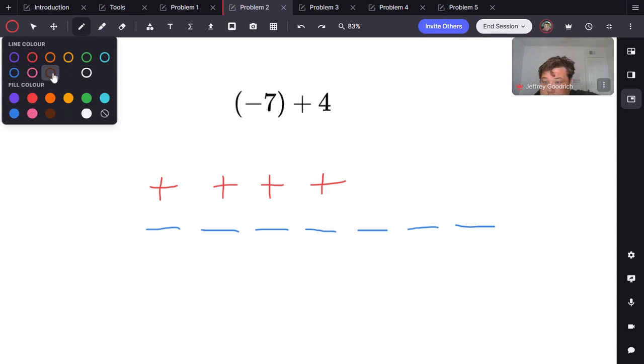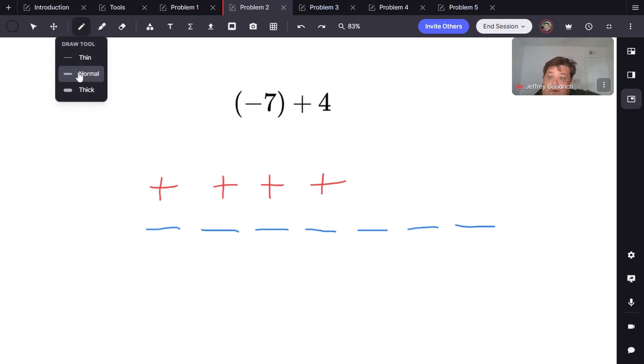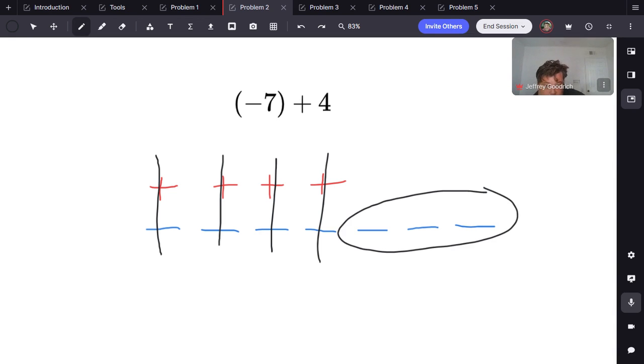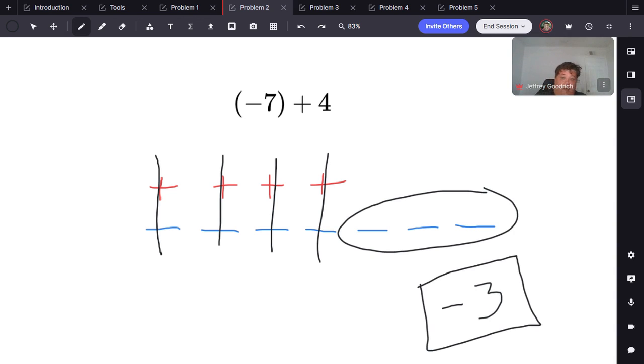All right. And now the same thing. For every positive and negative there is, they just cancel each other out. So you got one, two, three, and four. Four positives cancel out with four negatives. And now we're just left with these three negatives here. We just have those. So our answer is -3. And that's it.